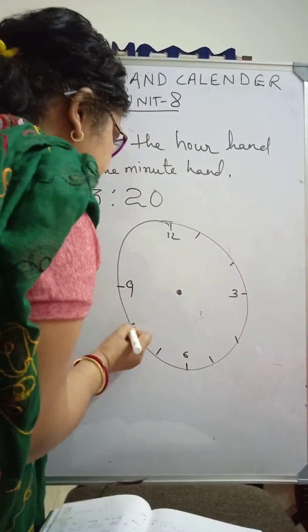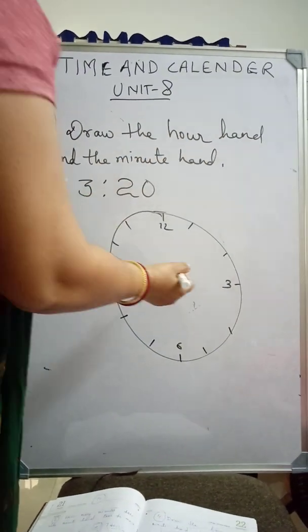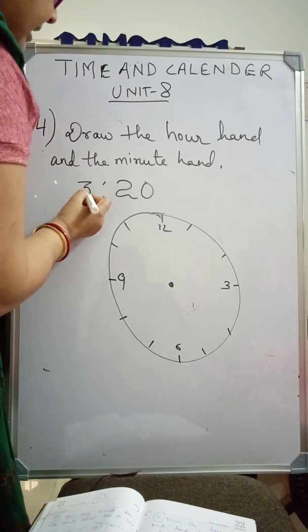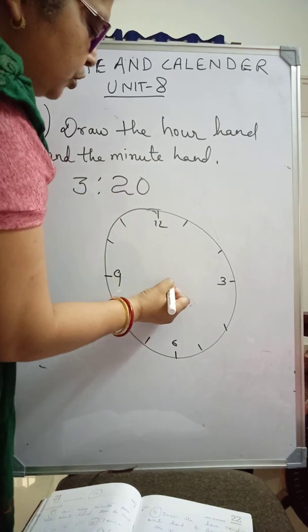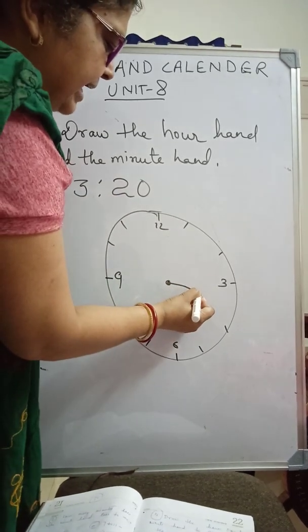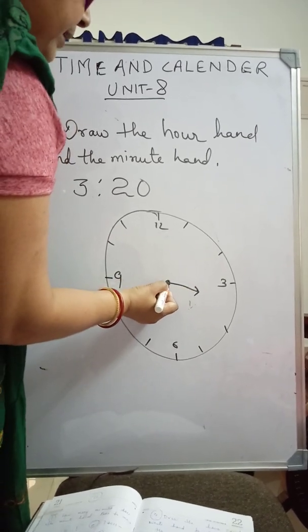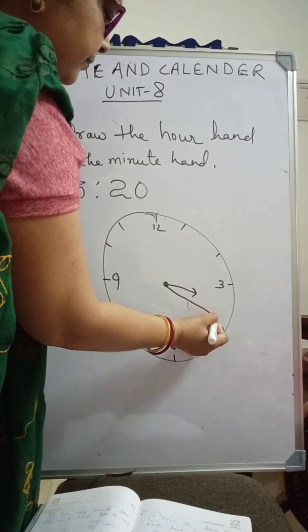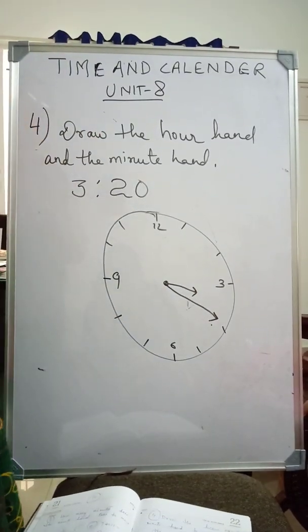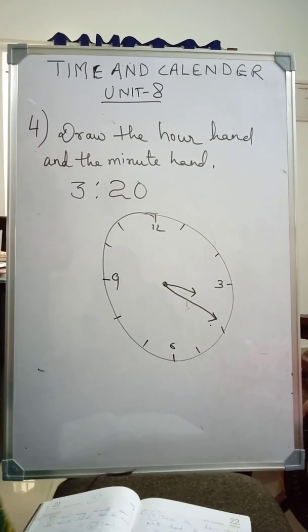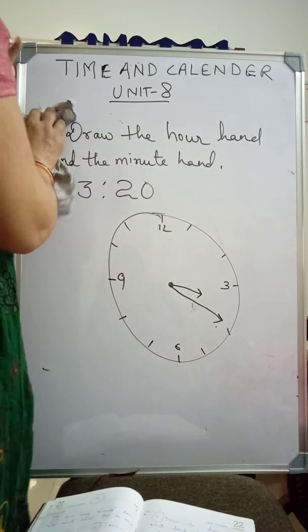Okay, this is a clock. Now 3:20 means 3 hours. So the 3 hours is completed. It is 3 hours and 20 minutes. So the hour hand will be in between 3 and 4, and for 20 minutes, the minute hand will be at 4. So it is 3 hours 20 minutes. Similarly, you have to draw the hour hand and the minute hand for the given time in question number 4. Now come to question number 5.